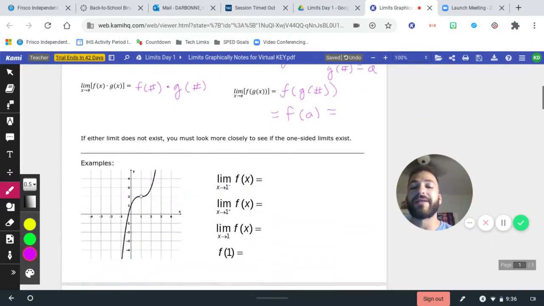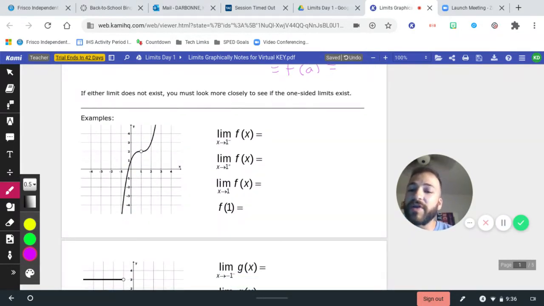So let's actually look at some graphical examples. We have the example over on the left. So we have a nice little cubic function, but right here in the middle at 1, we have that open circle, which if you remember from last year, that open circle represents a hole. So for the limit as x approaches 1 from the left, we're going to go from the left and follow our function. As our function comes in from the left, what y value does it look like our function approaches? As we get closer and closer and closer, our function looks like it gets to 2. So we say the limit from the left would be equal to 2.